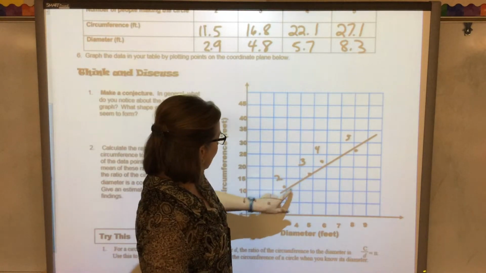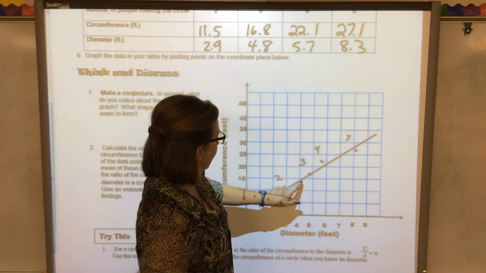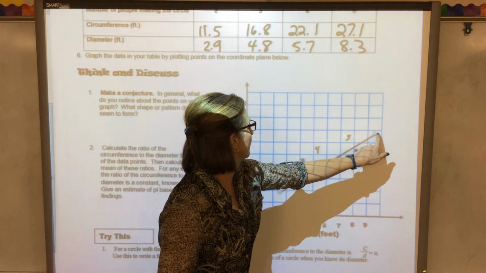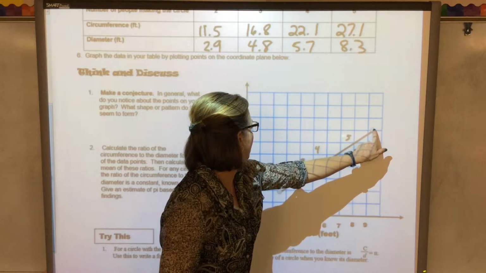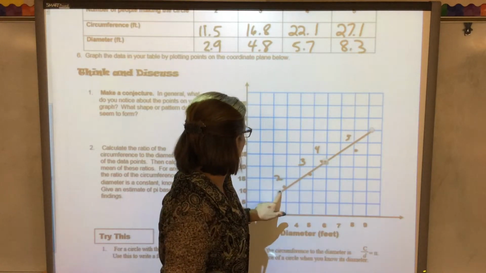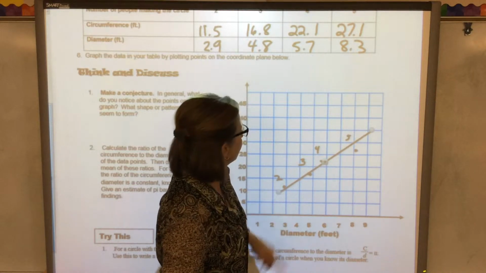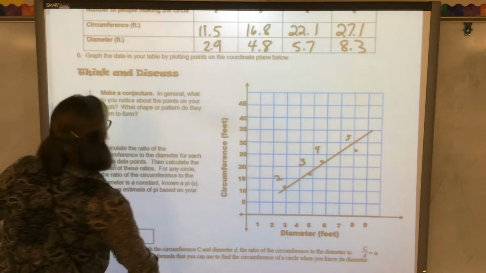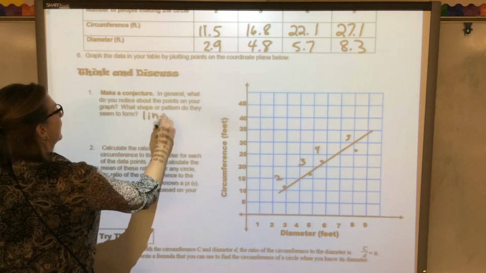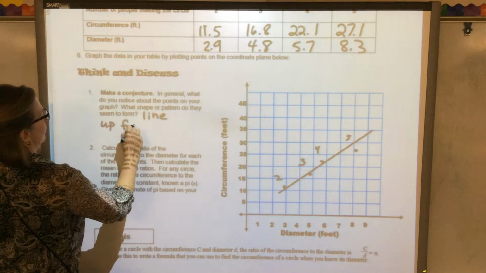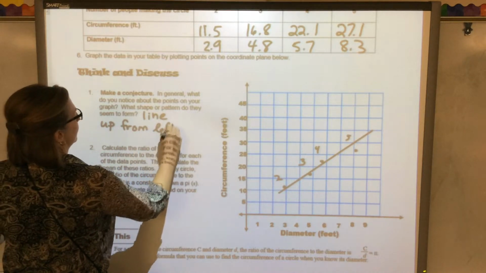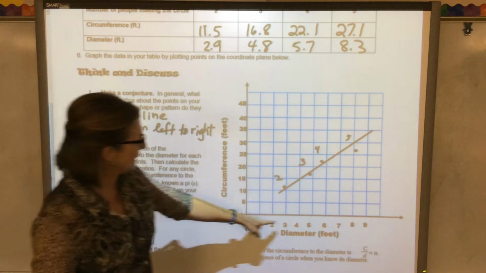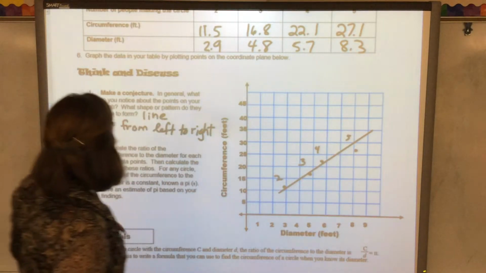We tried to get as many on the line as we could and as many above and below. This one might want to come up, just a little bit that way, maybe. Touch those 2. Then we got 1 above and 1 below. That's not too bad. Okay, so when I look at that, I know I've got a line, and it goes up from left to right, which means as the x values increase, so do their corresponding y values.